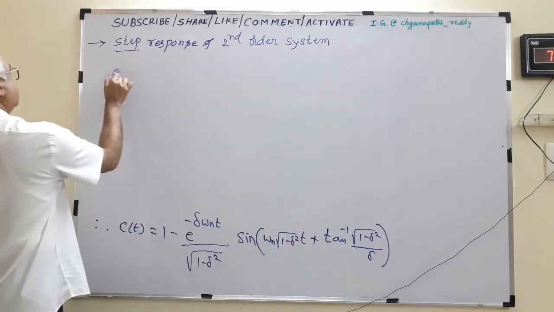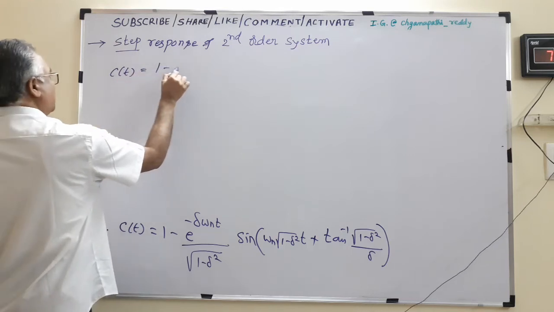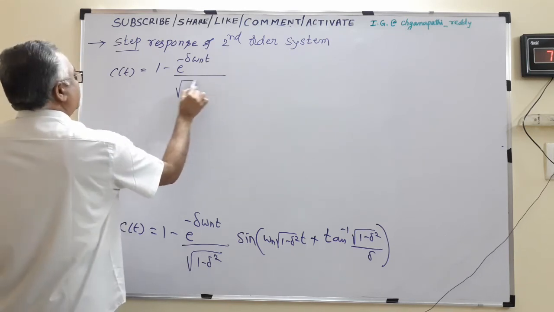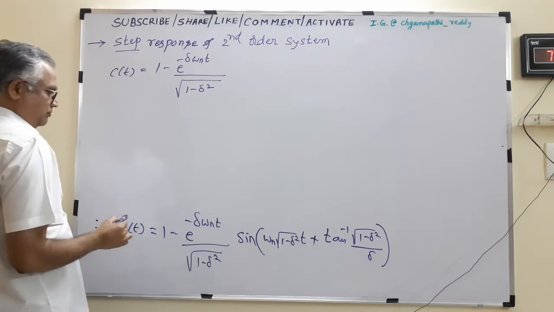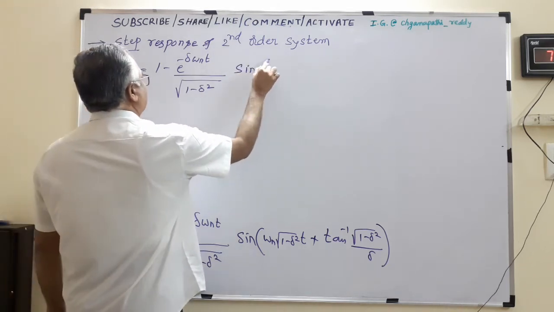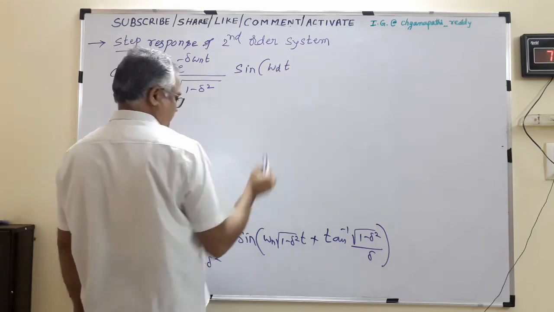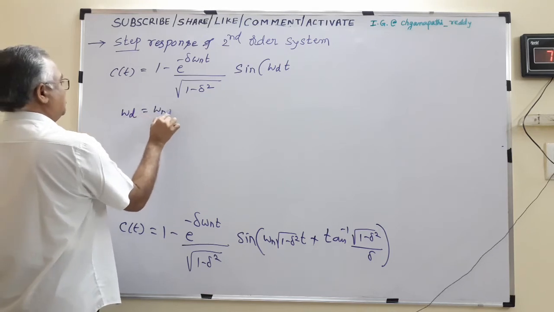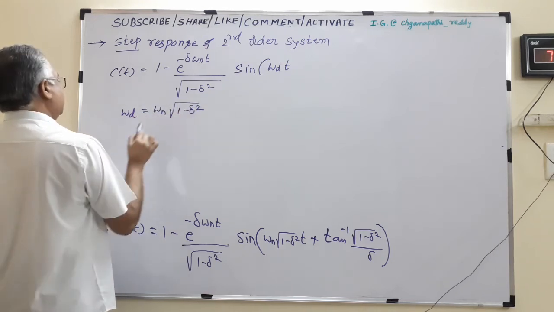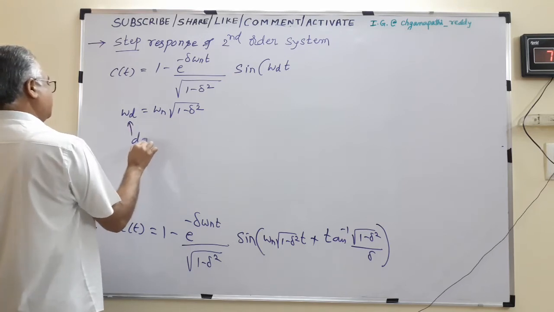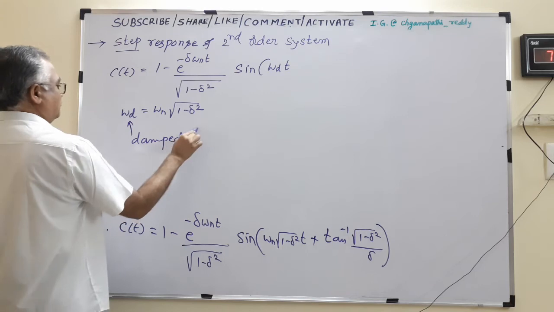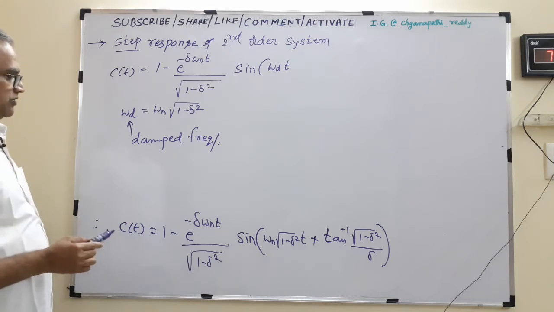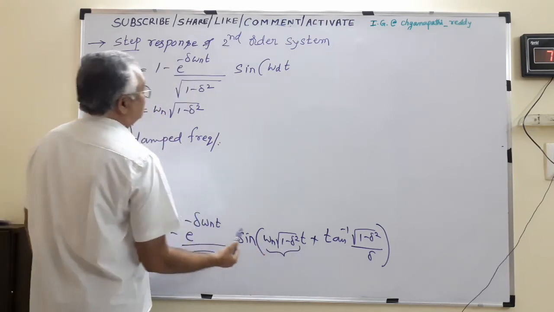The short form of this is this: 1 minus e power minus delta omega n t by root of 1 minus delta square sin omega dt. What is omega d? It is omega n root of 1 minus delta square. So this is the damped frequency. Omega n is the undamped frequency. So everything is replaced with omega dt.